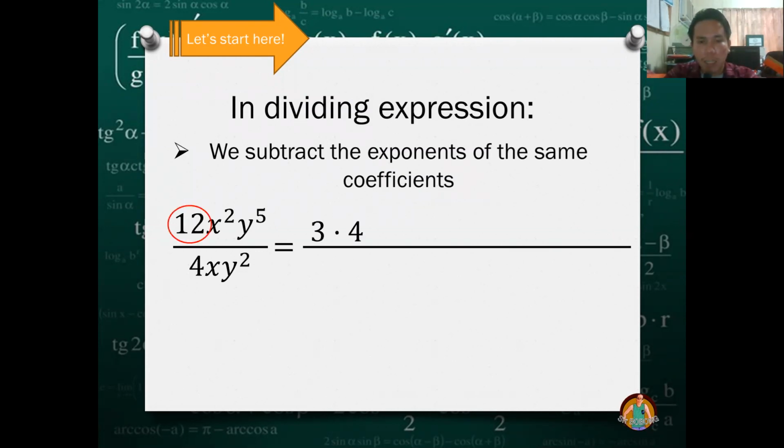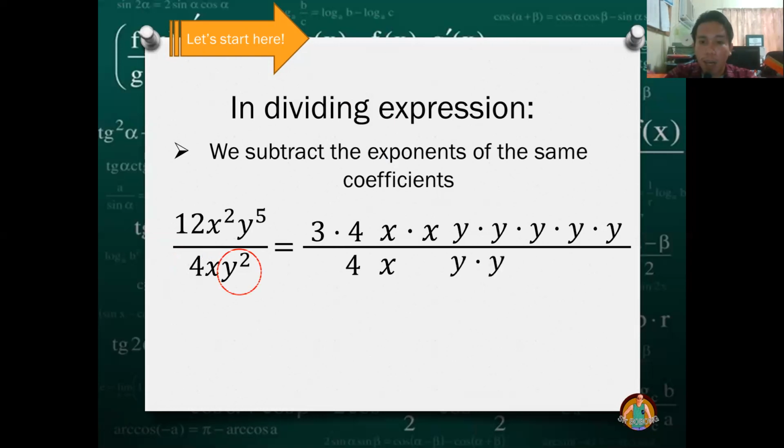For 12, we have 3 times 4. For x, we have x times x. For y, of course, we have y, so five y's, y times y. And for our denominator, we copy the 4 because we can cancel the 4 on top. For x, let's copy x. And for y, we have y times y.